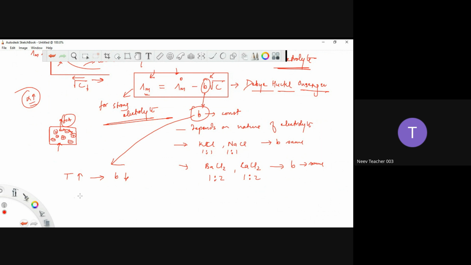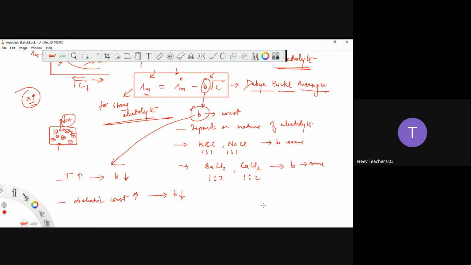So that is the one part. Dielectric constant as well. If the dielectric constant of the solvent increases, then it will decrease the B value. So these are some factors on which the B value depends.